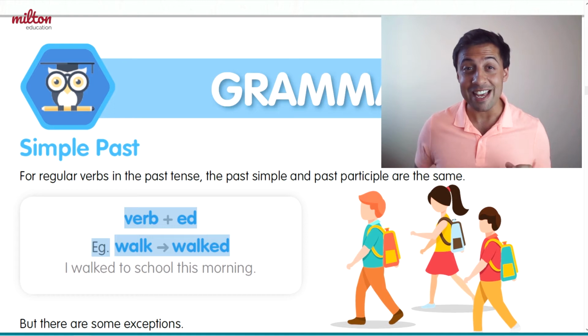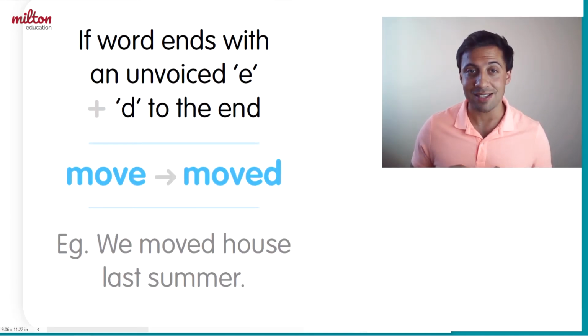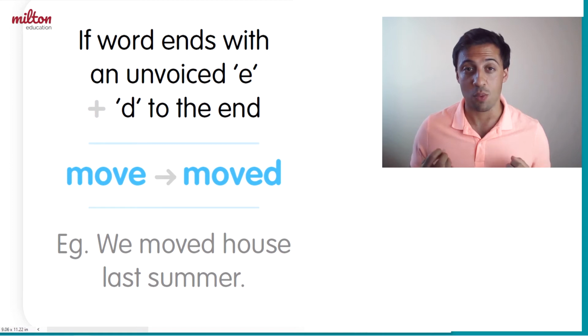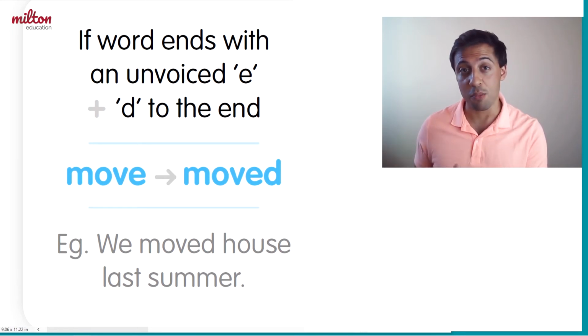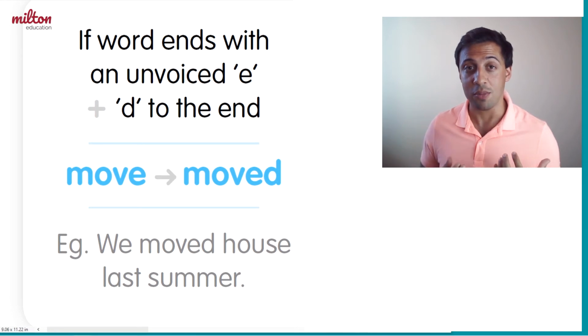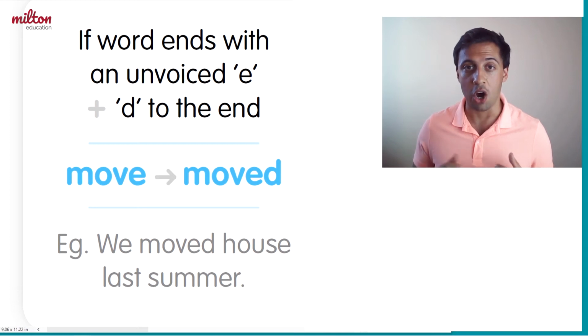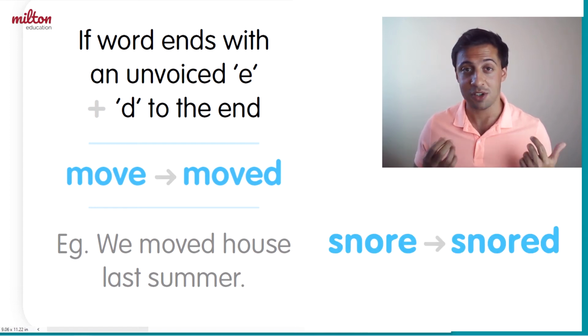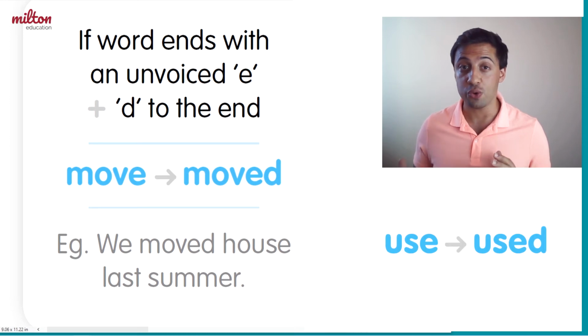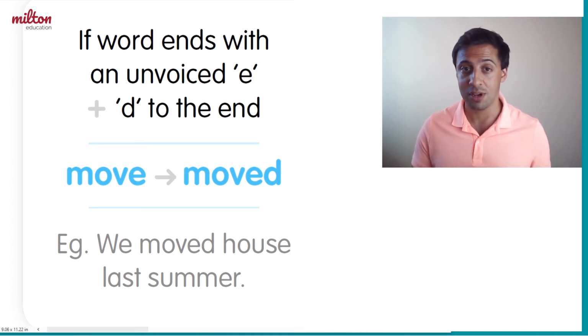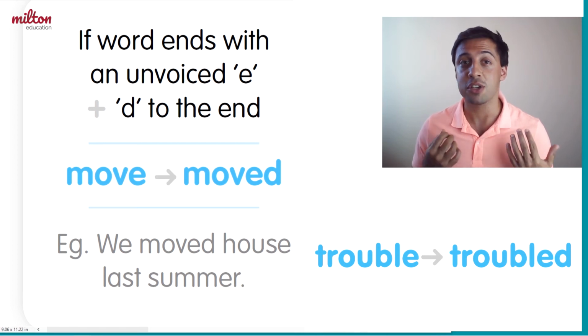Let's look at some easy and helpful rules to understand how we speak in past simple in English. If a word ends in an unvoiced E, like the word move, we simply add a D to the end of that word. So move becomes moved. Some other examples of words that end in an unvoiced E that follow this rule are snore, which becomes snored, use, which becomes used, and trouble, which becomes troubled.